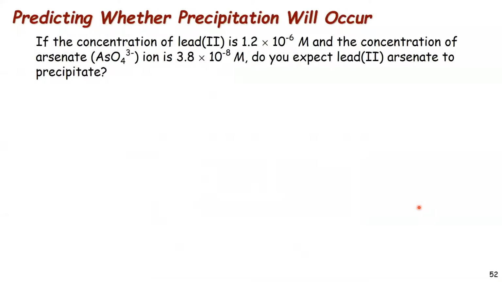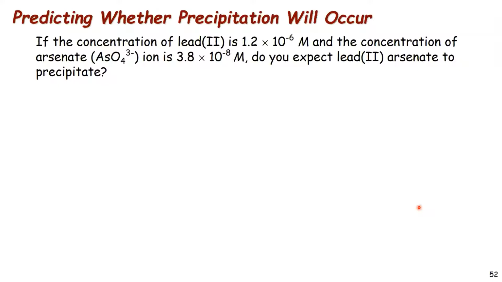Okay, let's try an example then. If the concentration of lead 2 is 1.2 times 10 to the negative 6 molar, and the concentration of arsenate, AsO4 3 minus, is 3.8 times 10 to the negative 8 molar, do you expect lead 2 arsenate to precipitate? Now, you might be thinking right now, the solubility rules do not address either lead 2 specifically or arsenate at all. So how am I going to answer this?